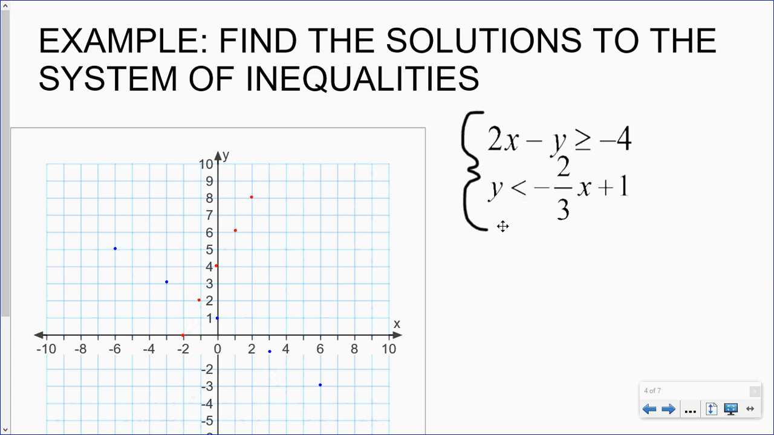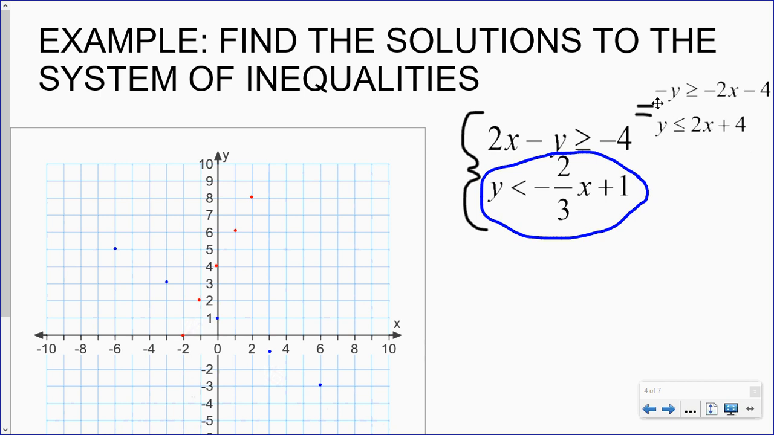The bottom one is already in y equals mx plus b form, slope-intercept. The top one is not, so I have to get y by itself. First I'm going to subtract 2x from both sides. So I get negative y is greater than or equal to negative 2x minus 4. Then I divide everything by negative 1 to get y by itself. When dividing by negative 1, I have to flip the sign, so it's now less than or equal to. So y is less than or equal to 2x plus 4. That's my other inequality that I'm going to graph.